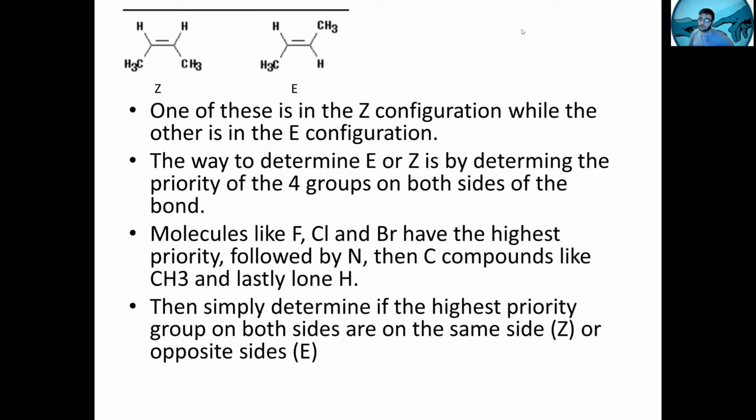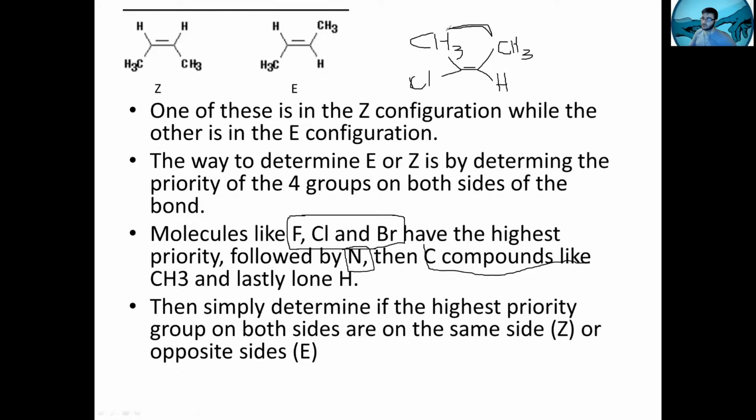Talking about priority, molecules like fluorine, chlorine, bromine have the highest priority, followed by things like nitrogen, and then carbon compounds like CH3, which is what it is in this case, and then lastly, lone hydrogens are the lowest priority. So for example, if you had a CH3 on this side and a chlorine right here on this double bond, then you had hydrogen and CH3. Even though the CH3s are on the same side and you would think this is Z, it's actually E, because this is priority 1, priority 2, this priority 2, priority 1. So they're on opposite sides, so it's E.